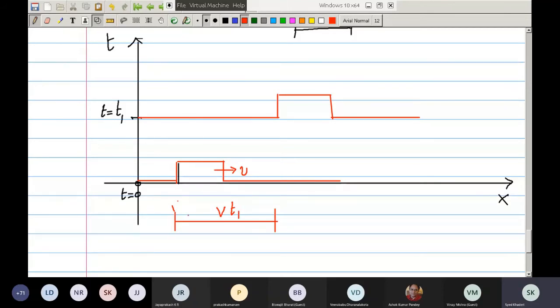Fine. So now here is the interesting point. What is the value of the temperature here? It is this value. And this particular disturbance has moved to a new location here, at time t1. This point has moved to this location.